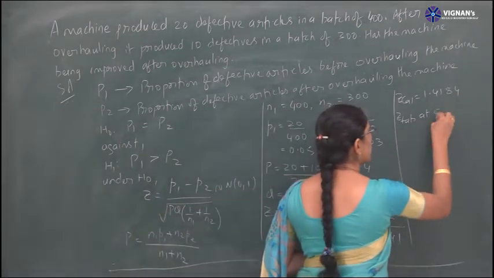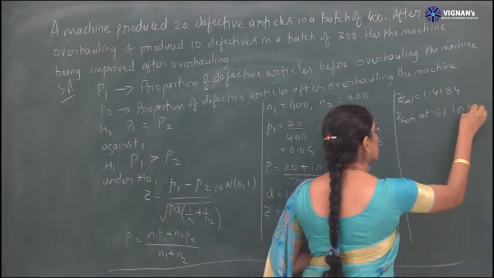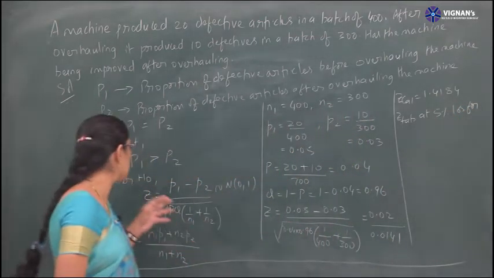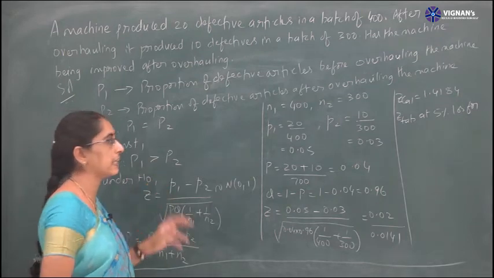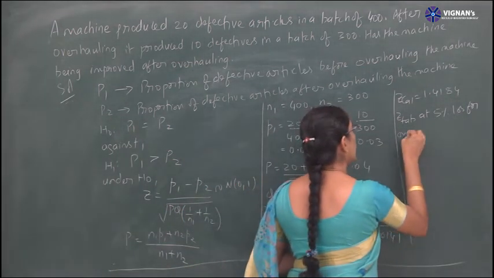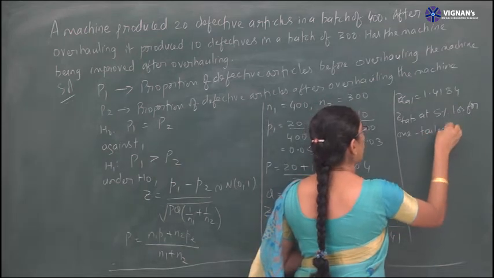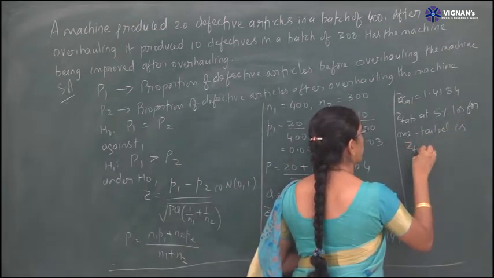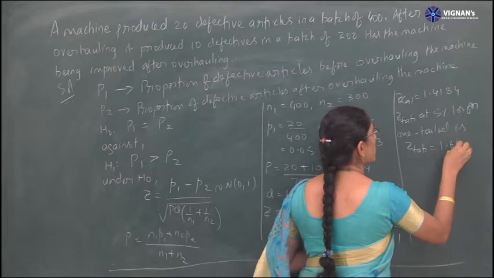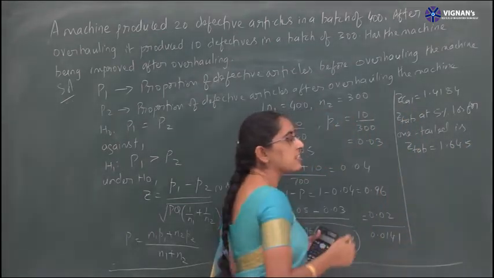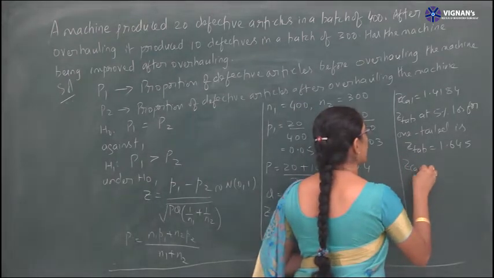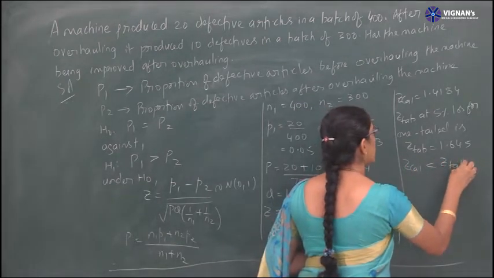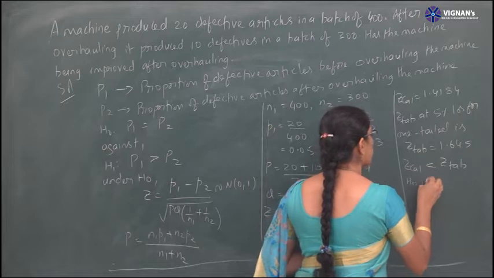So at 5% level of significance for the corresponding alternative. Here the alternative hypothesis is right tail, that means one tail. So for one tail, Z tab is 1.645 and Z calculated value is 1.4184. That means Z calculated is less than Z tab. So H naught is accepted.